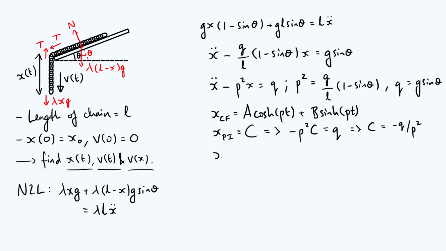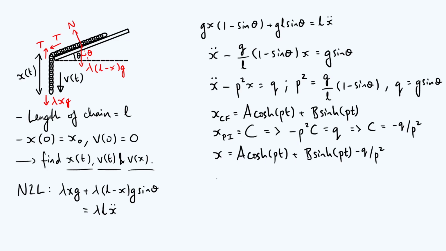That means your full solution for x is just a superposition of those two parts. So I'm just going to copy the complementary function. So it starts with that, and then we just add on the particular integral, which is minus q over p squared. So there's the general solution. Now we want to apply our initial conditions and determine the unknown parameters a and b.